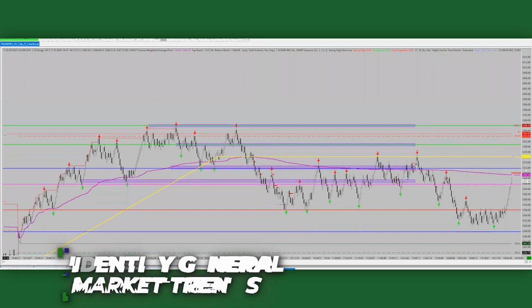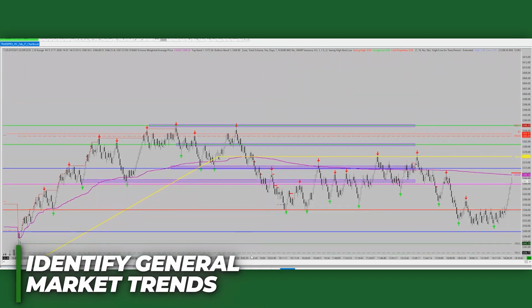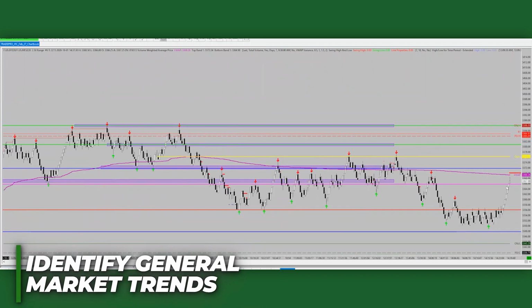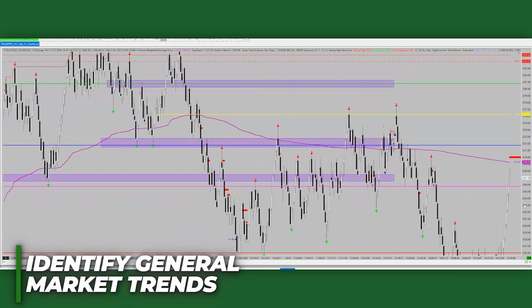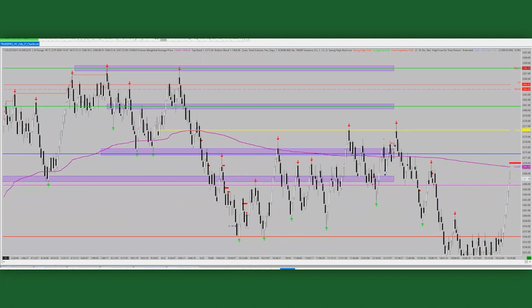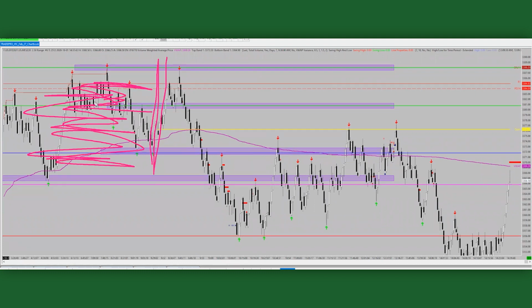We want to identify the general market trend to begin with, right? So if we zoom in really aggressively to the day's trend, the day's trend begins right over here, where this yellow line starts. So everything to the left of this day trend is the overnight session. We don't care about that. We want to see the day trend.